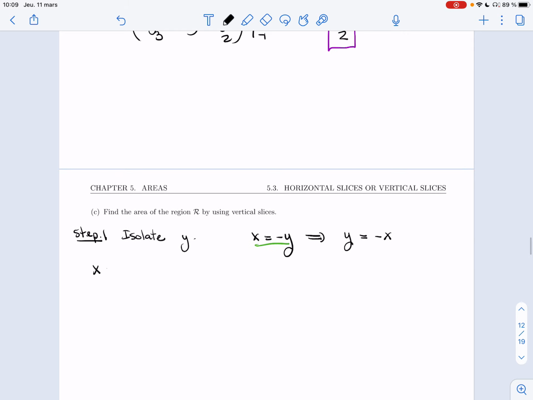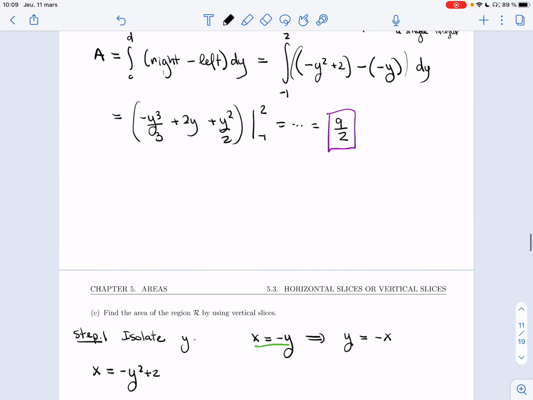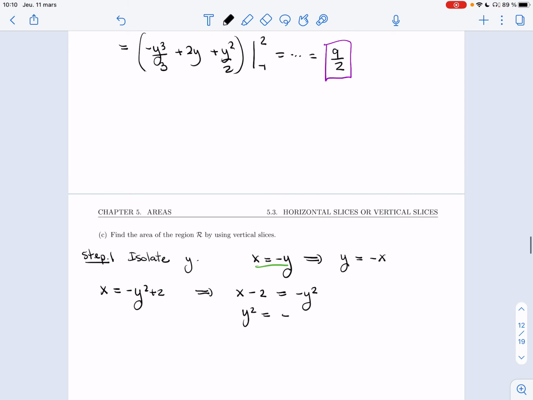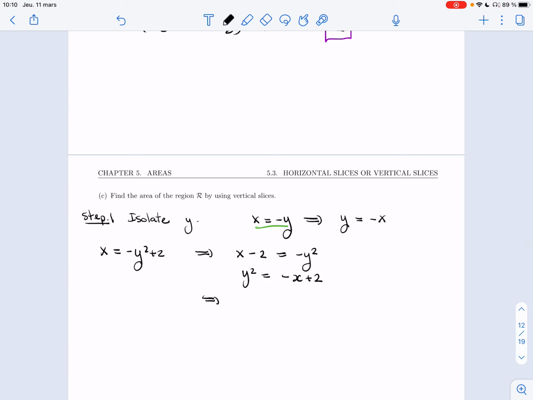Second one, I have x equals minus y squared plus 2. And so if I isolate y, I'm going to get x minus 2 is minus y squared. So y squared is minus x plus 2. And now I need to take a square root. So really, y will be plus or minus the square root of minus x plus 2.